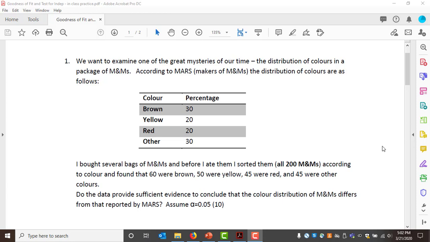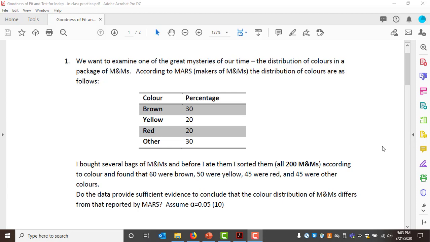Now, let's assume I bought several bags of M&Ms, and before, of course, I ate them all, I sorted them out because I'm OCD. All 200 M&Ms according to color, and found that 60 were brown, 50 were yellow, 45 were red, and 45 were other colors. Do the data provide sufficient evidence to conclude that the color distribution of M&Ms differs from that reported by Mars?